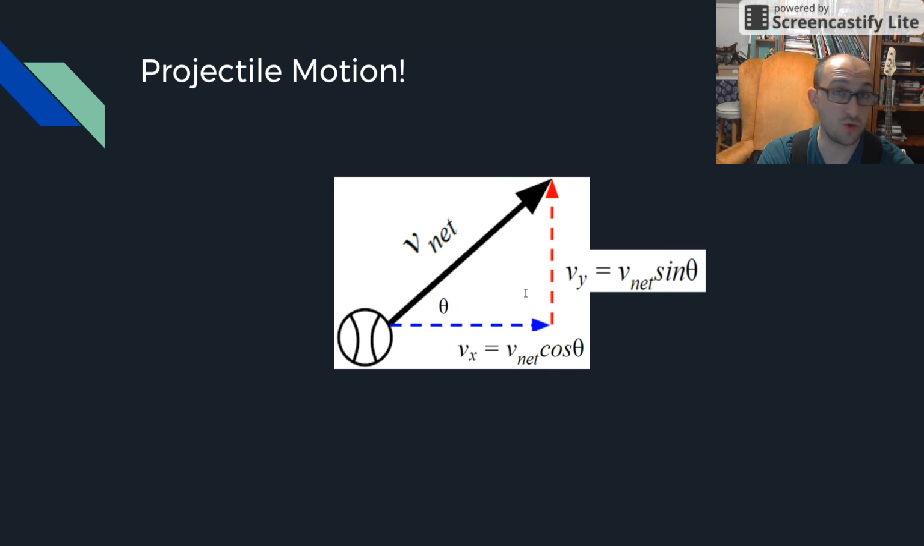Now, you could also do it the other way around. What if you just knew Vx and Vy? Well, you could use the same trig to figure out Vnet and theta. You would probably also want to use something like a squared plus b squared equals c squared. Makes it a little easier.